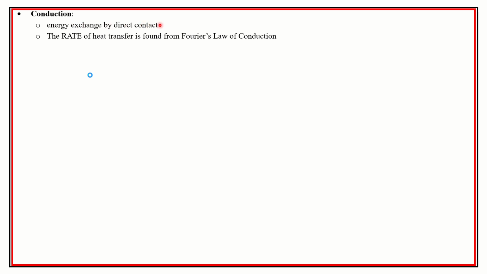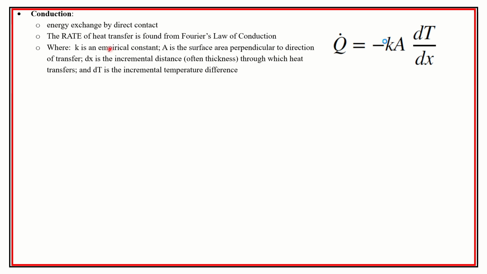Here's some more information. We have the exchange by direct contact for conduction, and it's found by what's called Fourier's law of conduction. I can't remember what this negative sign connotes, but I think they're trying to convey something to you. Most of the time I've dealt with this, I haven't dealt with a negative. You have this k, an empirical constant, because some things can conduct heat a lot better than others.